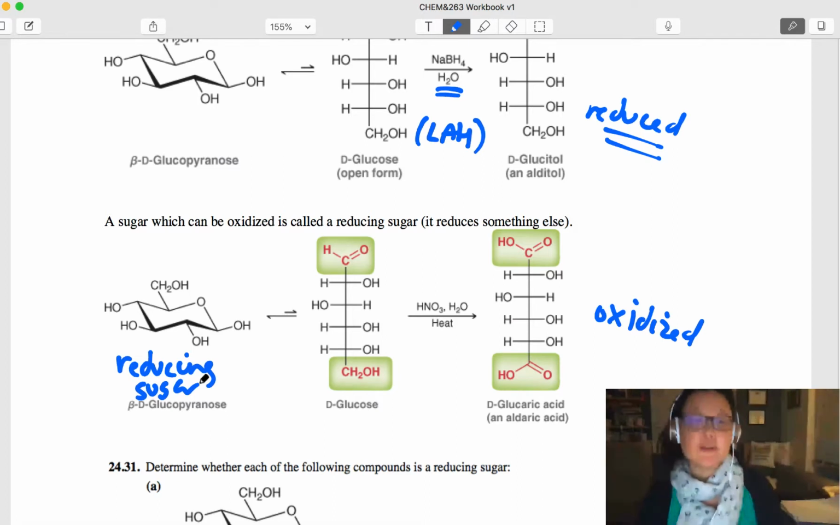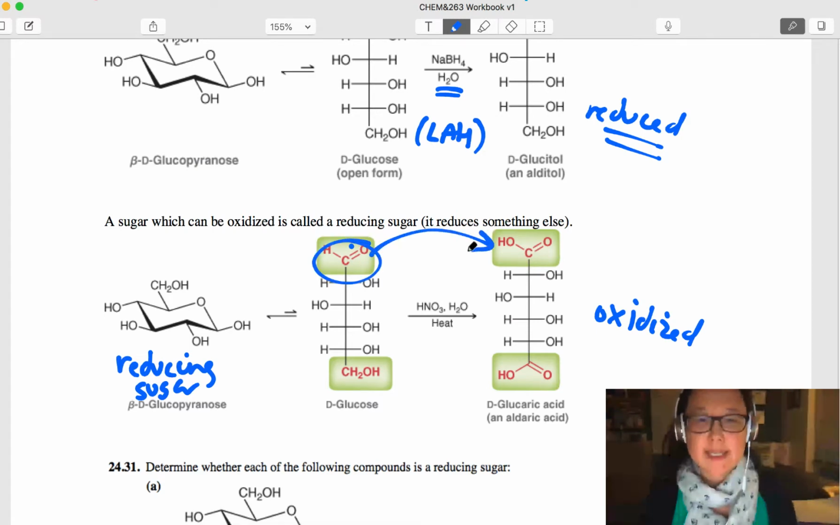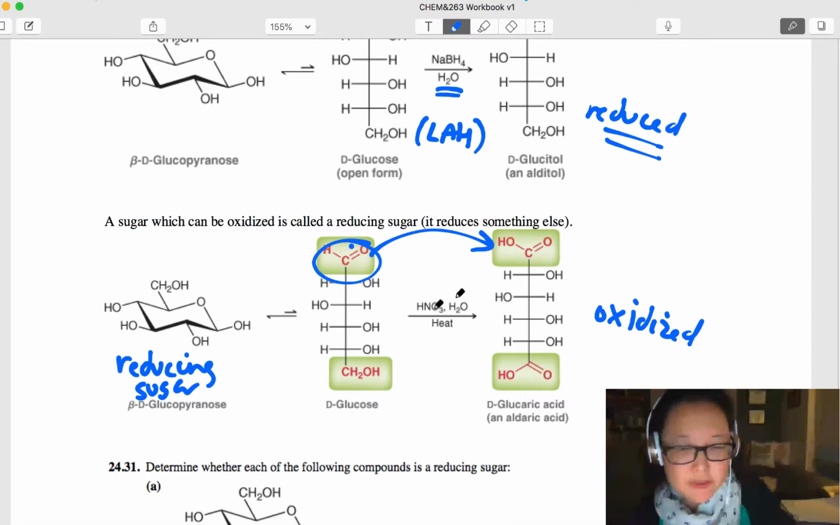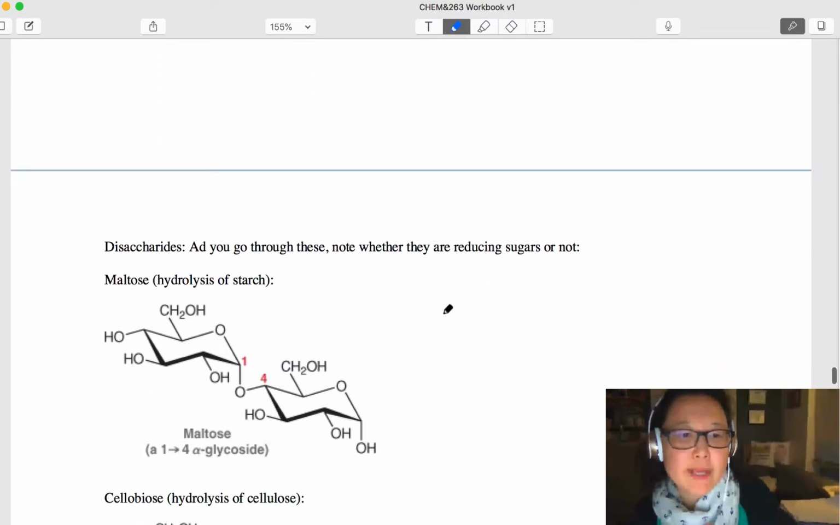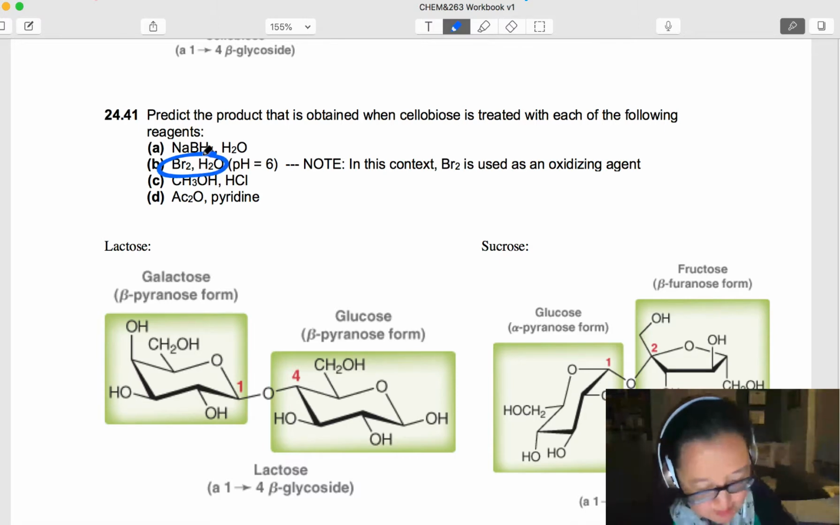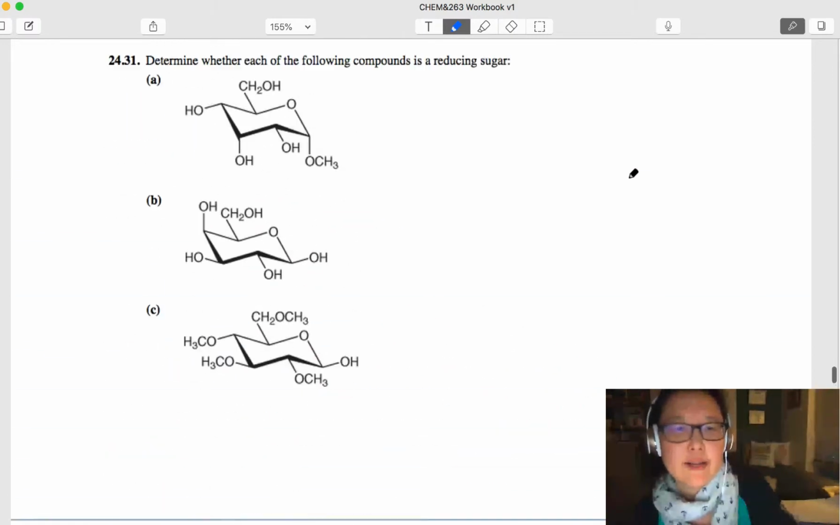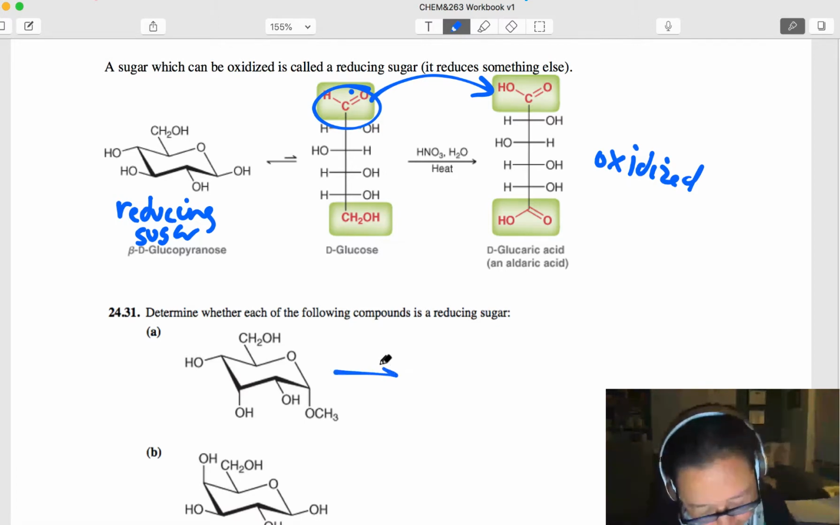This is an example of glucopyranose again, all based on glucose. The idea is an aldehyde can actually be reduced or oxidized; you just need an oxidizing agent to do that. We use two different kinds of oxidizing agents for sugars. For this chapter, we're using nitric acid and water and heat. Another one that you might see is bromine and water. That's another kind of oxidizing agent that will do this reaction. In order for this to work, though, you have to get it into its open chain first.